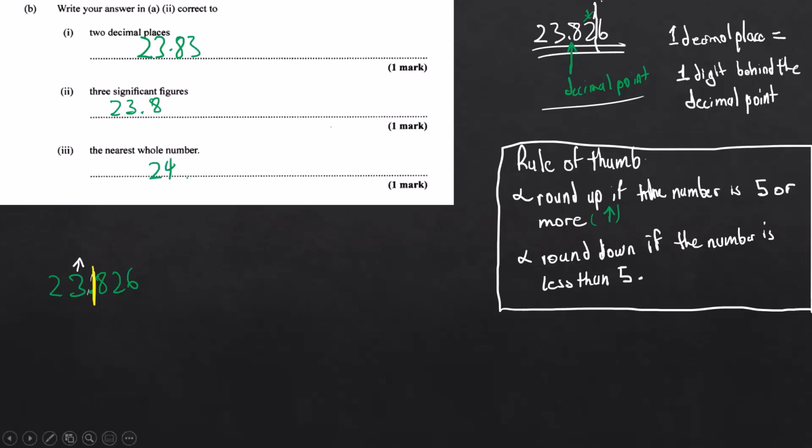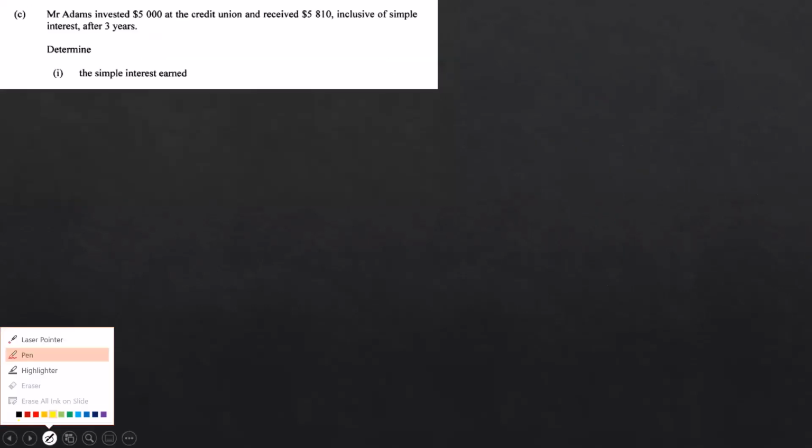That's it from me concerning this question. Any questions? All right, so part C now. Part C says, this is a consumer arithmetic question, right? Mr. Adams invested $5,000 at the credit union.